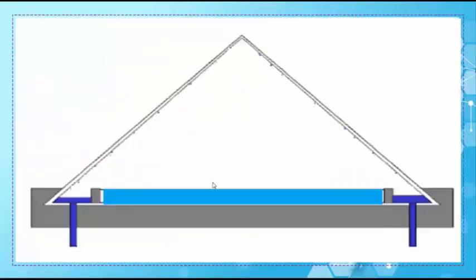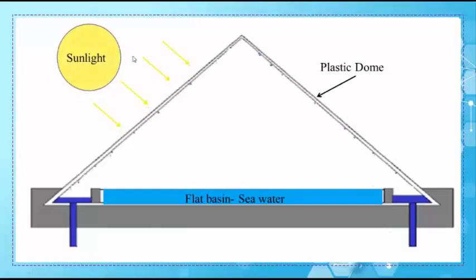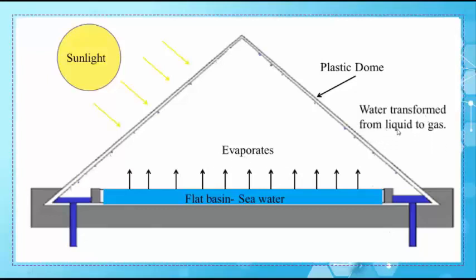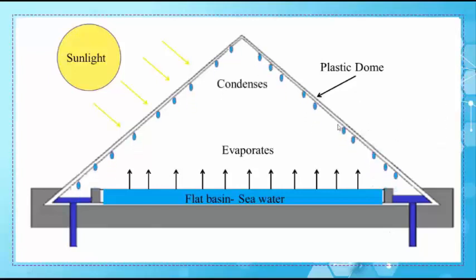So as a conclusion, during desalination, the seawater is piped into a large flat basin which is covered with a transparent plastic dome. The basin is exposed to sunlight. The trapped solar energy causes the water to evaporate. Evaporate means the water transformed from liquid to gas. The water vapor condenses on the surface of the dome, which means the water transformed from gas to liquid. And finally, distilled water accumulates into a collecting tube.